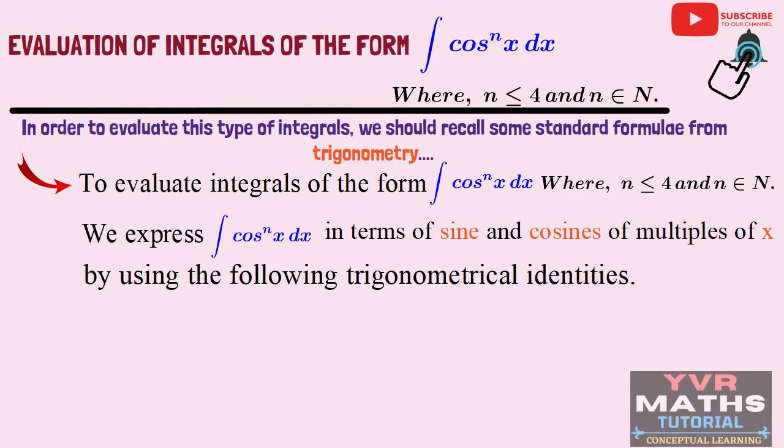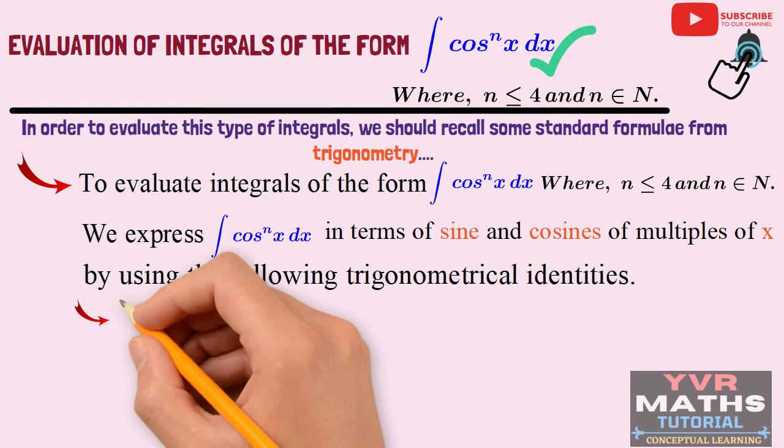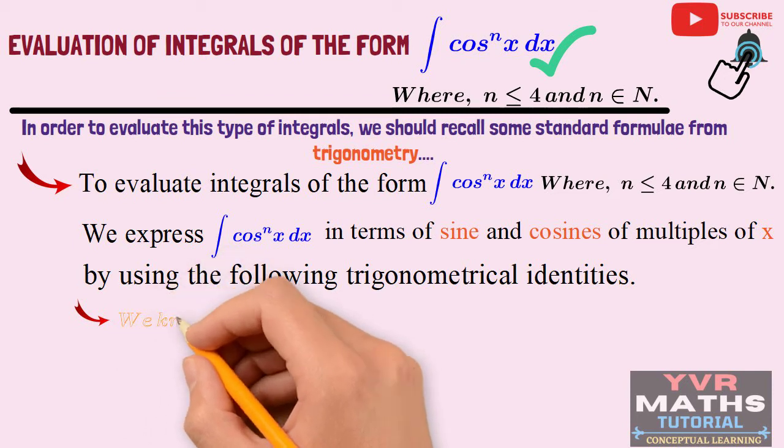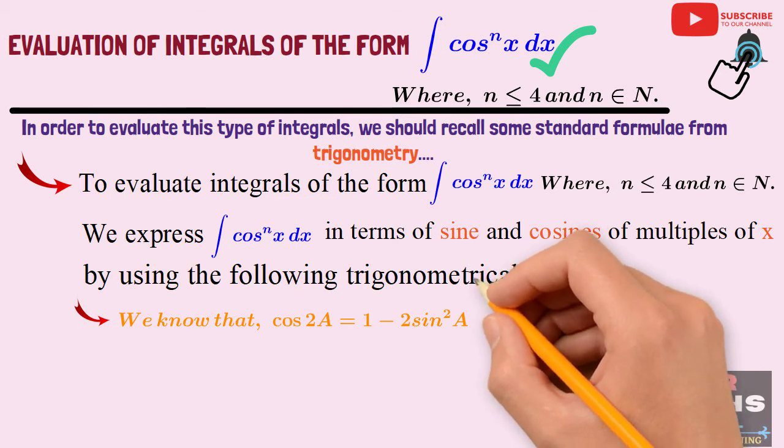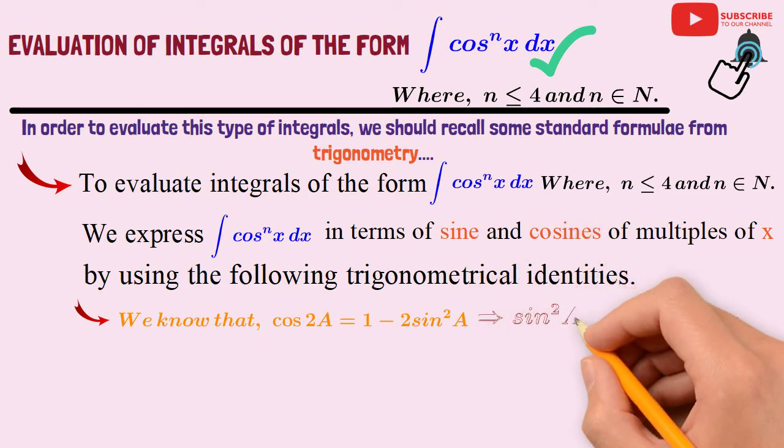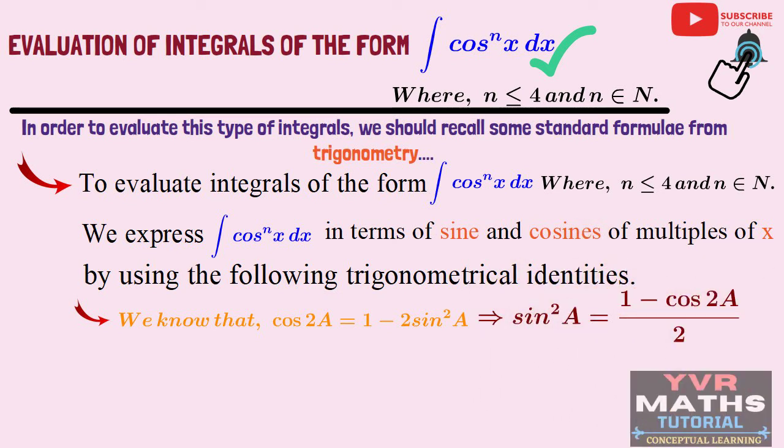So, to find the integral of this type of functions, we should follow some trigonometric identities. So, what are the trigonometric identities we should follow? That identities I will give here, observe carefully. From 11th standard, from trigonometry concept, we know that cos 2a is equal to 1 minus 2 sine square a. By using this formula, we can write sine square a. So what is sine square a? Sine square a is equal to (1 minus cos 2a) by 2.